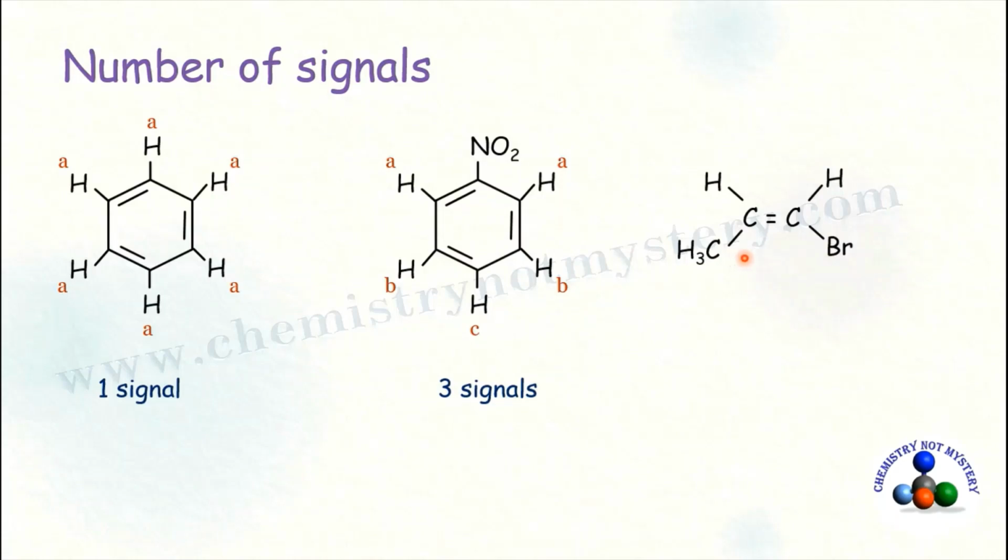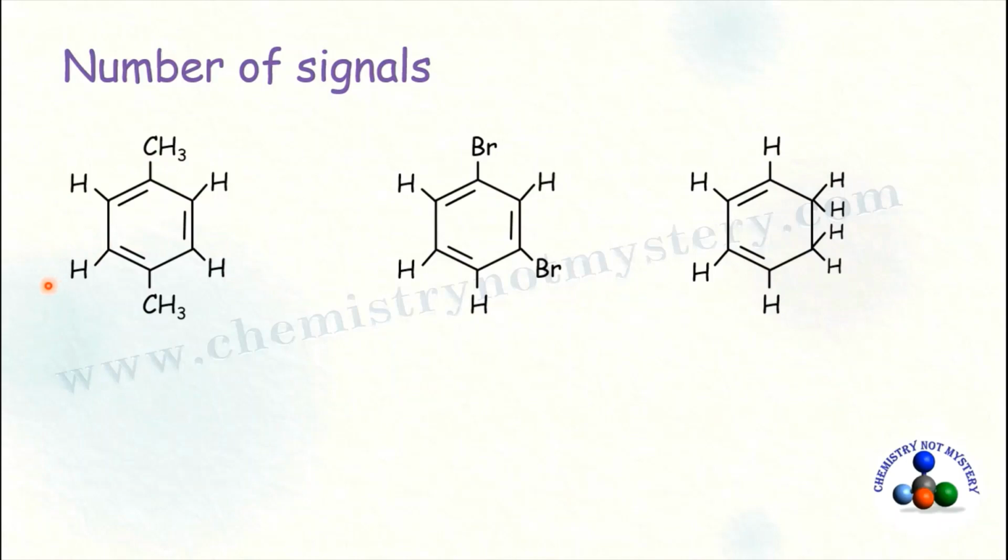In this molecule there are 3 sets of chemically equivalent protons. This hydrogen is bonded to the carbon which is directly bonded to bromine, so it will give 1 signal. This hydrogen is trans to bromine, so it will give another signal. These methyl hydrogens are at the allylic position, so they will give another set of signal. So that's why this molecule will give 3 signals. Now let's examine a few more molecules.